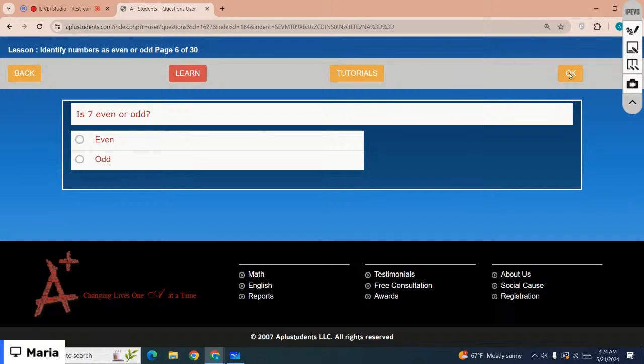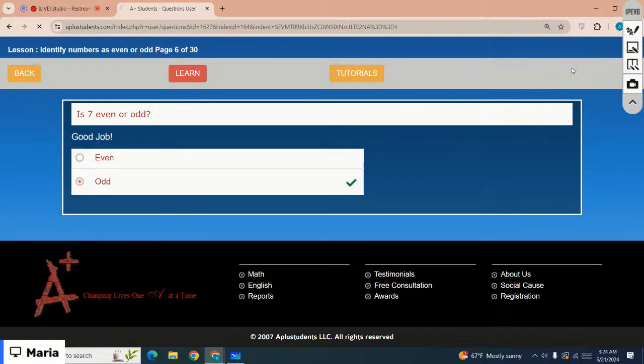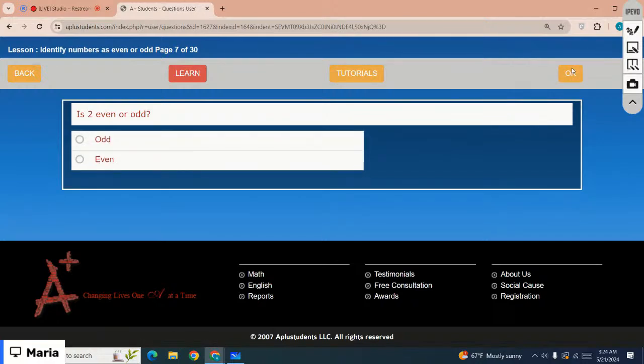Is 7 even or odd? 7 is an odd number. The correct option is odd. Is 2 even or odd?